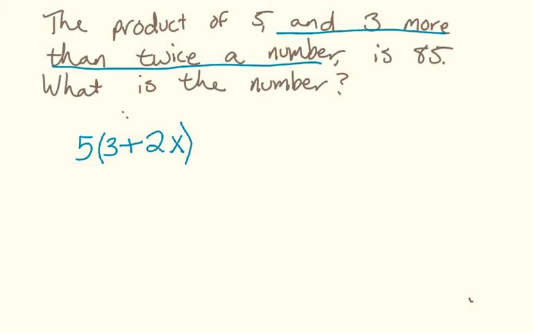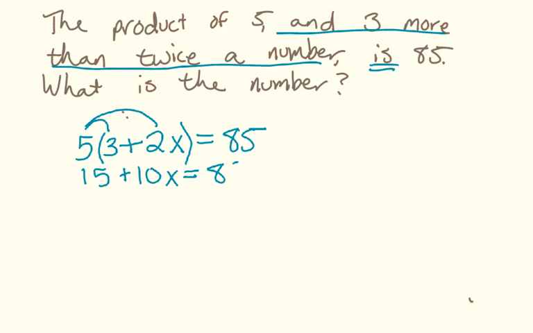is 85. So here the is my equals, and on the right hand side I just have the number 85. Once I get to this point, then I can go ahead and solve like normal. So I'm going to distribute the 5 to everything in the parentheses. Now I have no more like terms on the left or on the right. So I can go ahead and solve for x.